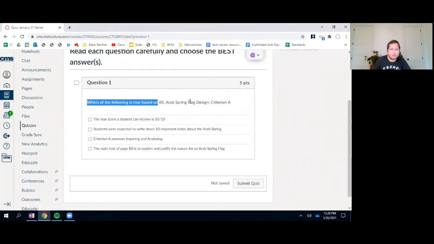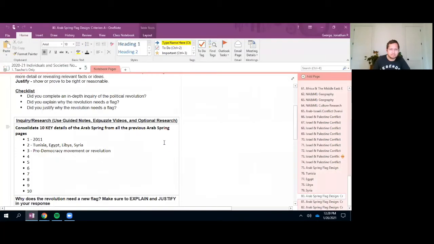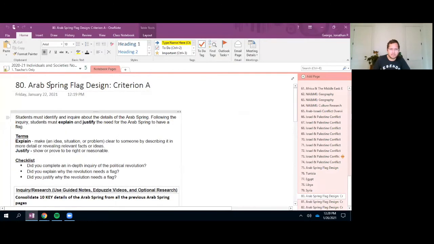So, which of the following is true based on page 80, Airstream flag design criterion A? This will provide a little bit of opportunity for me to review some of this content. And honestly, if you pay attention, you should get all this right. So, let's go back to page 80. I want to clarify some of the things here.